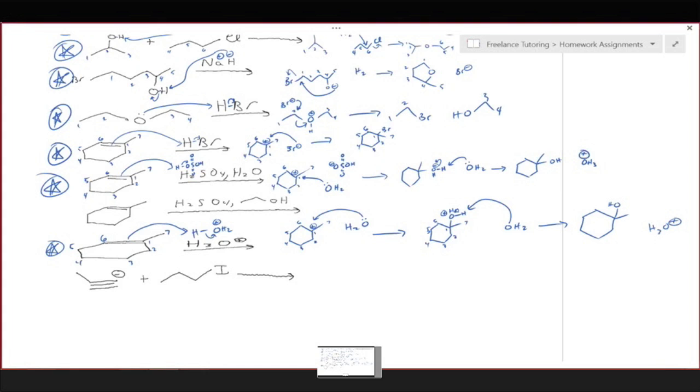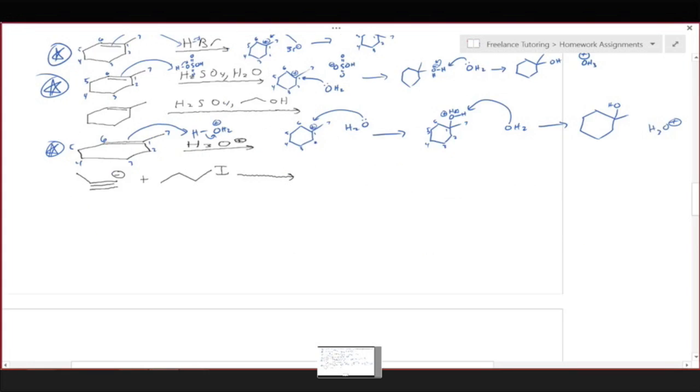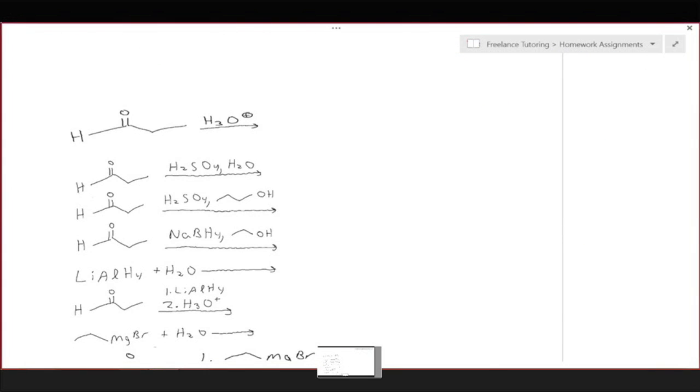Let's see. Okay, so let's go on. Then we'll skip the alkyne and go down to the next example. Okay. Let's try this next example. Try to come up with reasonable arrows here.